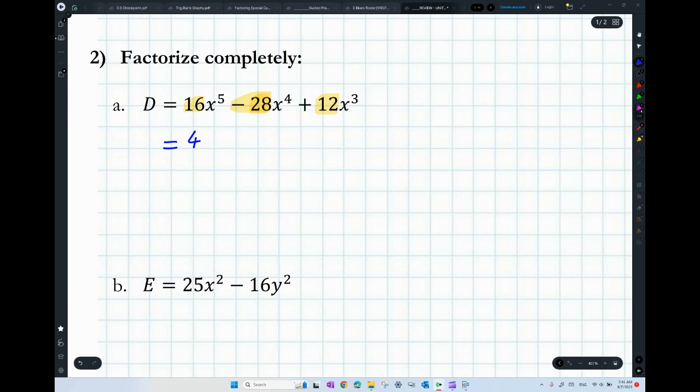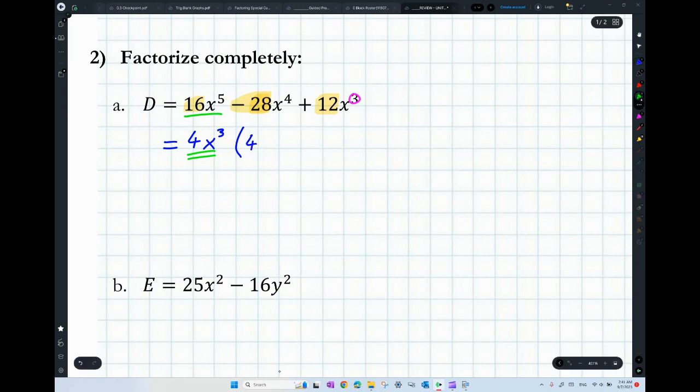And regarding the variable, they all have x in common, and I'm just going to take the least exponent, so x cubed. And to know what I put in the parentheses, I'm going to divide each of these terms by the common factor. So 16 divided by 4 is 4.